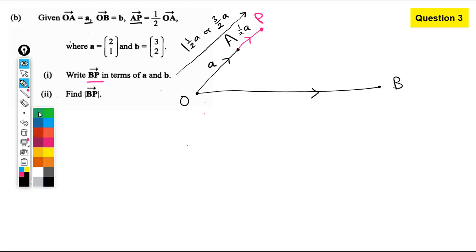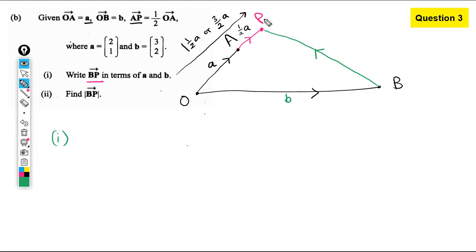So they're asking us in part 1 to find BP. So let's connect B to P with that green line. Notice I have the correct direction. How can we walk from B to P? To walk from B to P, we're going to walk from B to O and then O to P. And keep in mind the value of the vector OB in terms of b is common b. I forgot to put in the b here, but now we see it on the screen.